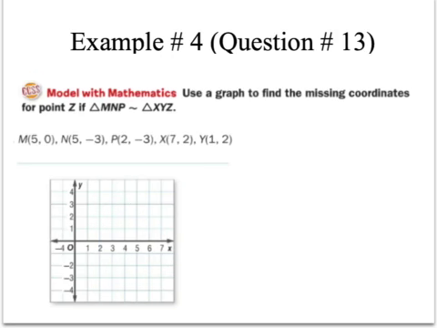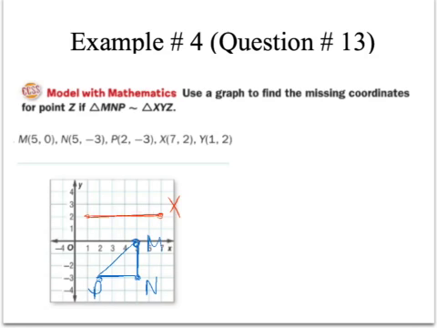Example number 4 is question number 13 on page 567. It says use a graph to find the missing coordinates for point Z if triangle MNP is similar to triangle XYZ. So triangle MNP is at 5, 0, 5, -3, and 2, -3. Here's M, N, P. And XYZ starts at 7, +2. Switch to red so we can see it a little bit better. 1, 2.